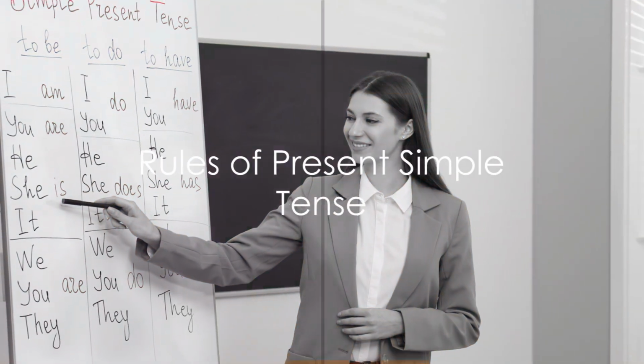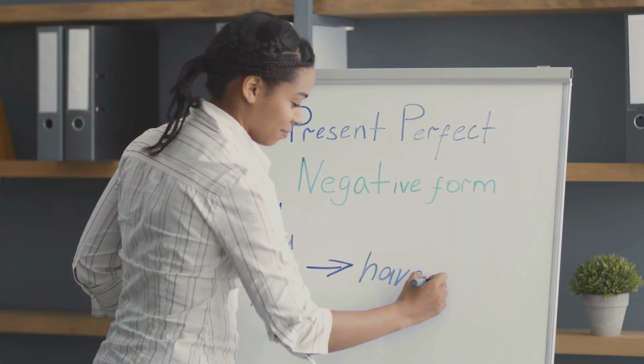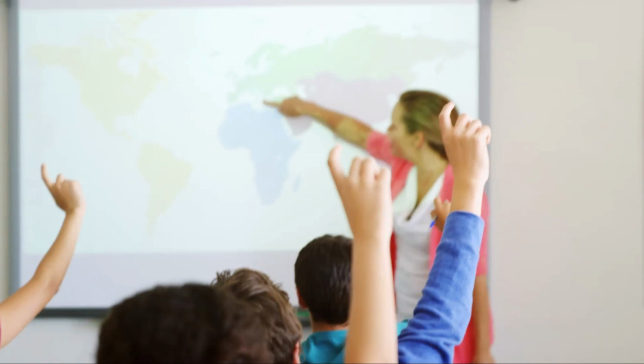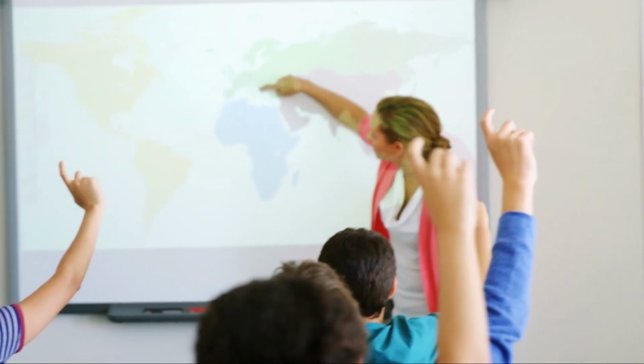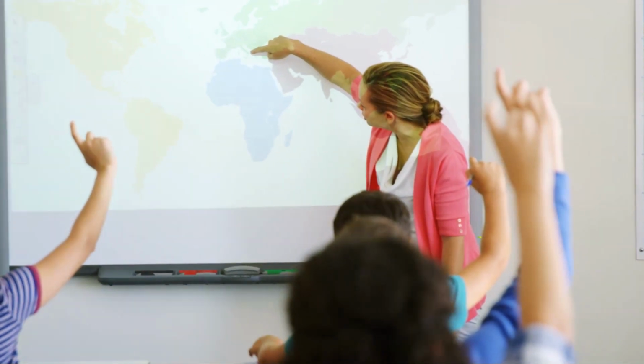So, what's the rule? It's pretty straightforward. For most verbs, we use the base form in the present simple tense, like I play, you play, we play, they play. But when it comes to he, she, and it, we add an S to the end of the verb, like he plays, she plays, it plays.